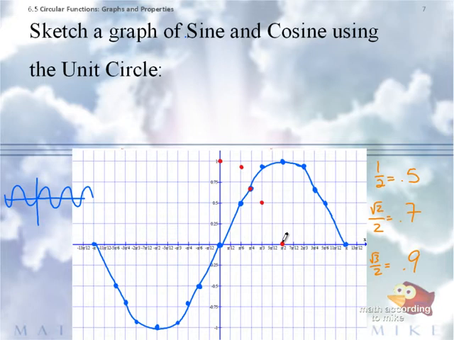So I'm going to give you the rest of the points here. 2 pi over 3 should give you negative 1/2. 3 pi over 4 should give you negative 0.7. 5 pi over 6 should give you negative 0.9. And pi should give you negative 1. So, filling in this section carefully.